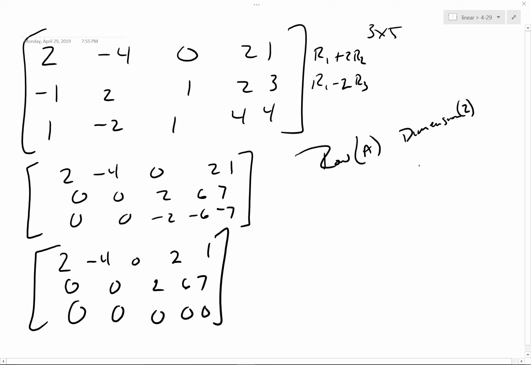Dimension of the row space is 2. Well, what does that mean then? The nullity has to be what then? The nullity has to be 3. How do I know this? How do I know that?